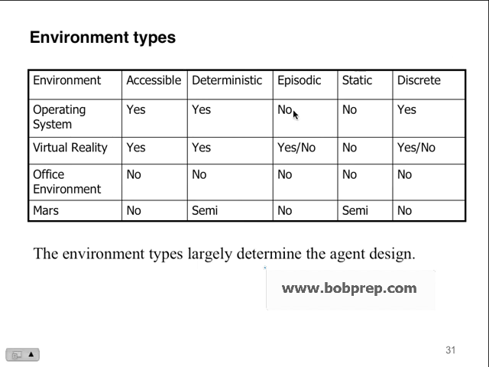And so episodic, operating systems, no, they're not very episodic. They're not very static. They're very dynamic. Discrete, yeah. Deterministic, yeah. Accessible, yeah. Office environment, accessible, not always, not for everything. Mars, semi. So the semi in here is basically saying it could be yes, could be no, could be sometimes. So the way that you describe the environment is going to be based upon the criteria that you're picking. These are the main categories of environmental factors.